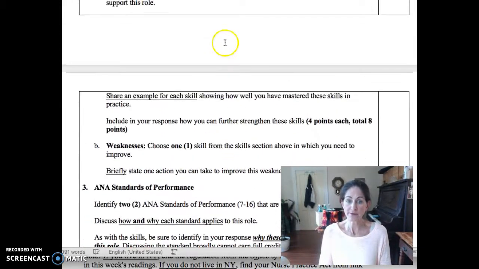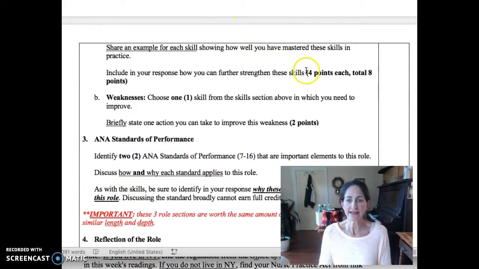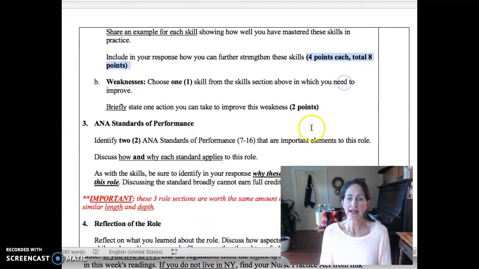Now here, keep in mind that the strengths, sorry to go back and forth, each strength is worth 4 points for a total of 8 points. And the weakness is just 2 points. So you can tell right away that weakness can just be a sentence or 2. You don't have to write a paragraph, because then you write too much there, and you're not going to have enough to really explain other areas that are worth more points.